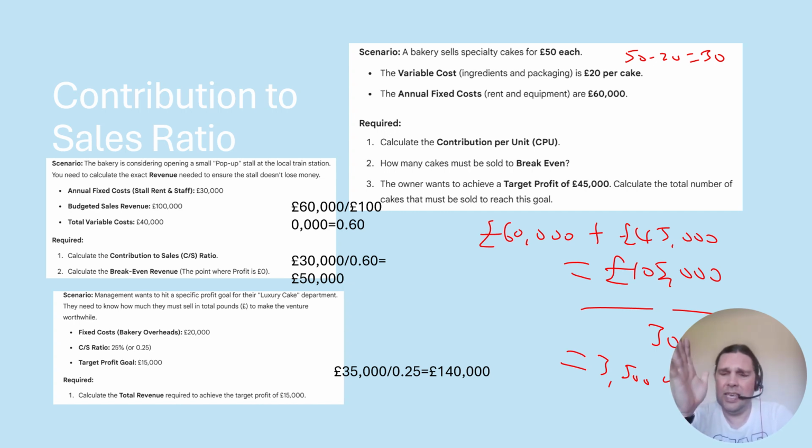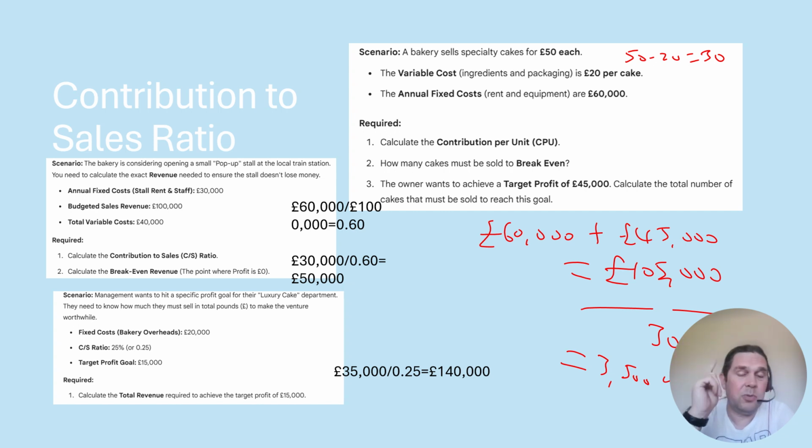So all you've got to think about here is we've got to hit the fixed cost to make zero profit. So we add the profit on top. So we need to make £105,000 worth of contribution to make £45,000 worth of profit. So if we divide that by the CPU, we know we need to sell 3,500 units to hit that target profit. So that's pretty straightforward.